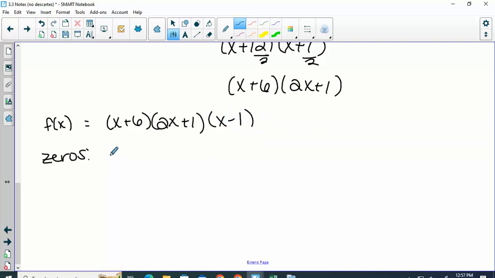All right, the zeros. How many zeros should we have? 3. How do we get them? So x plus 6 equals 0 gives me negative 6. 2x plus 1 equals 0, we get negative 1/2. X minus 1 equals 0, we get positive 1.